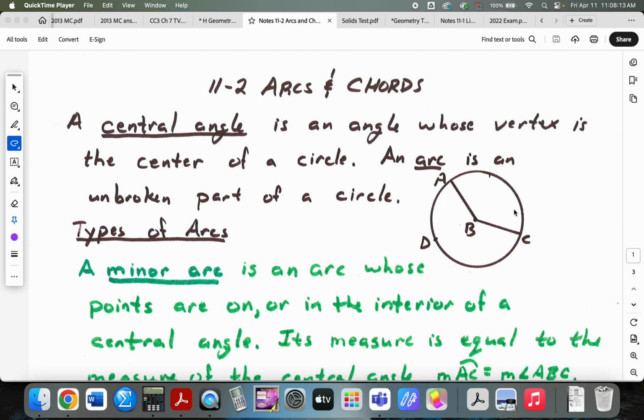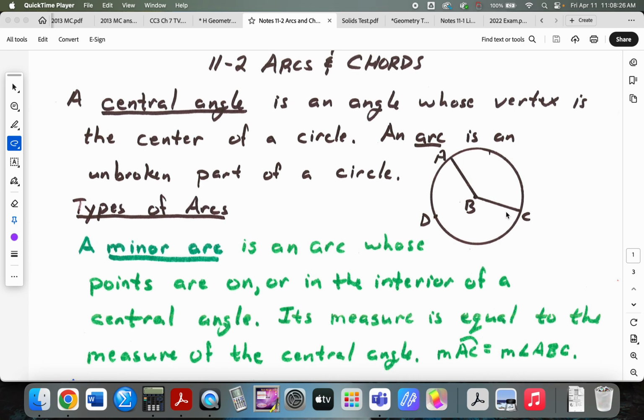That little one would be called a minor arc because it's smaller. I know some of these are tough, but its measure is equal to the measure of its central angle. So let's say this angle was 130 degrees, the measure of arc AC would also be 130 degrees, right? The measure of an arc isn't how long the arc is, right? The measure of an arc is kind of a measure of how much bend it has to it, okay?